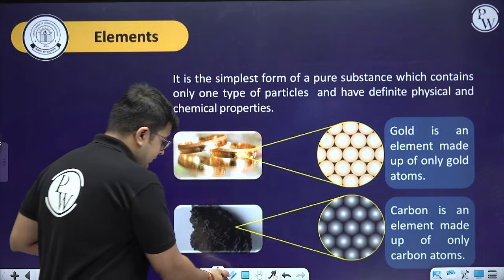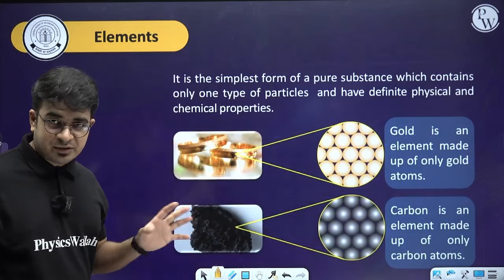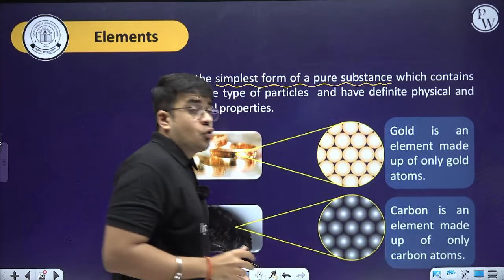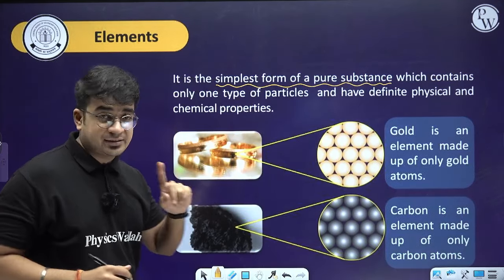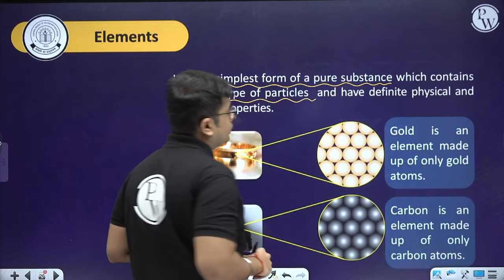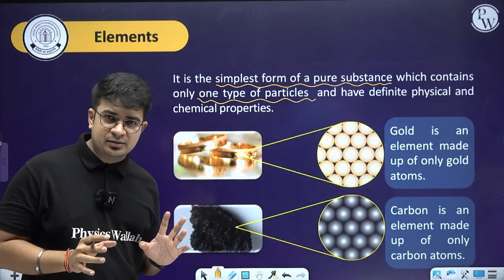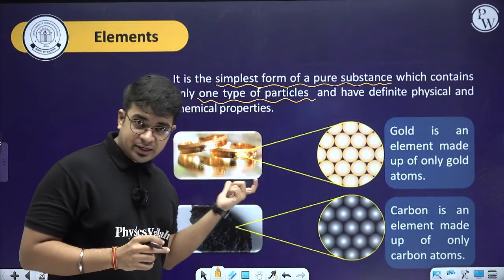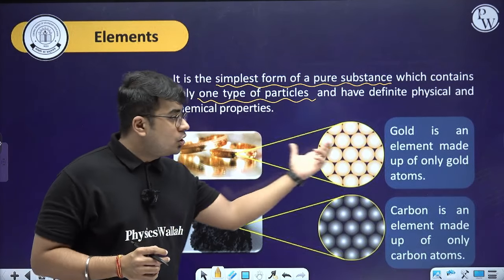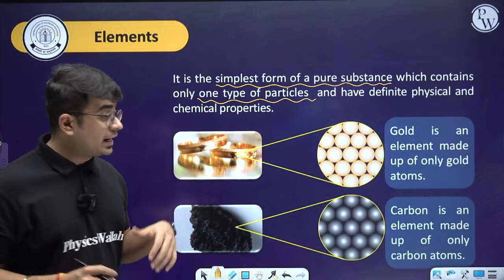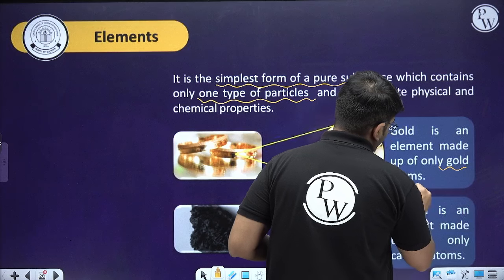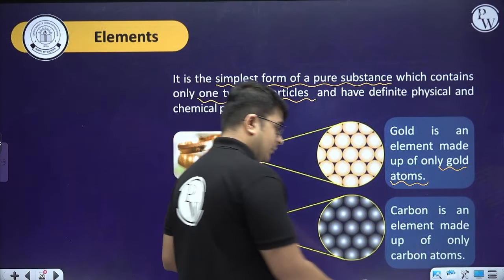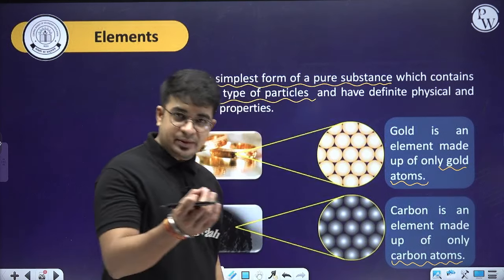So let's try to decode the basic idea about the elements. So basically we can say that elements are basically the pure substances. They are the simplest form of pure substances, which actually contain only one type of particles. This is the most important thing. They only contain one type of particles and have definite physical and chemical properties. They can be metal, non-metal, or metalloid. But let's say, for example, if I'm talking about a gold ring or a gold ornament, I can say all the atoms which are present in that gold ornament are actually made up of gold atoms only. Let's say I'm talking about a piece of coal. I can say in that case all the atoms are only carbon atoms.